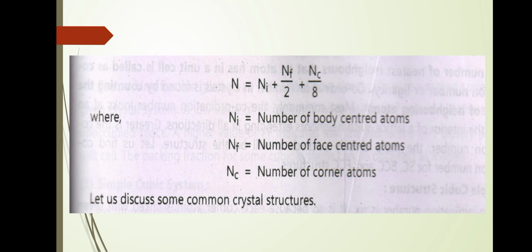Now the total number of atoms per unit cell is given by N is equal to Ni plus Nf by 2 plus Nc by 8, where Ni is the number of body centered atoms, Nf is the number of face centered atoms, and Nc is the number of corner atoms. Now let us discuss some common crystal structures.